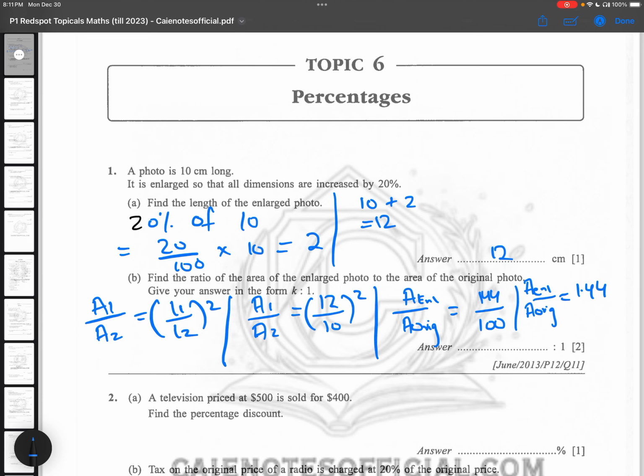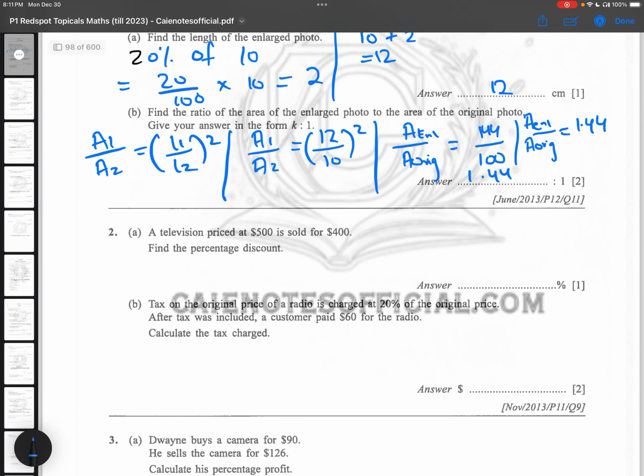And in the ratio K ratio 1, K is the ratio of the enlarged photo. So I will be writing 1.44 ratio 1. The enlarged photo will be 1.44 times the area of the original photo. This will be the ratio.